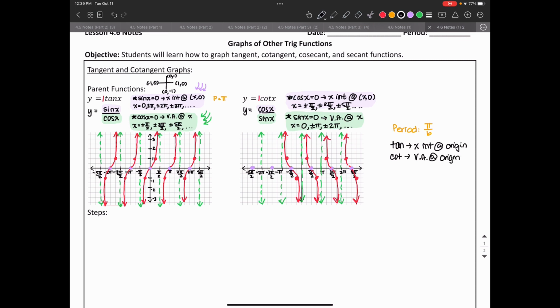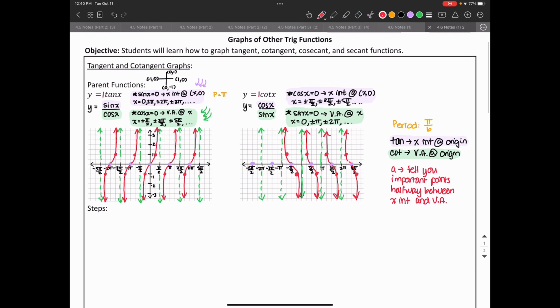And these are going to be helpful ways for you to remember the difference between tangent and cotangent when you're doing transformations, especially. A is going to tell you important points halfway between the x-intercept and the vertical asymptote.